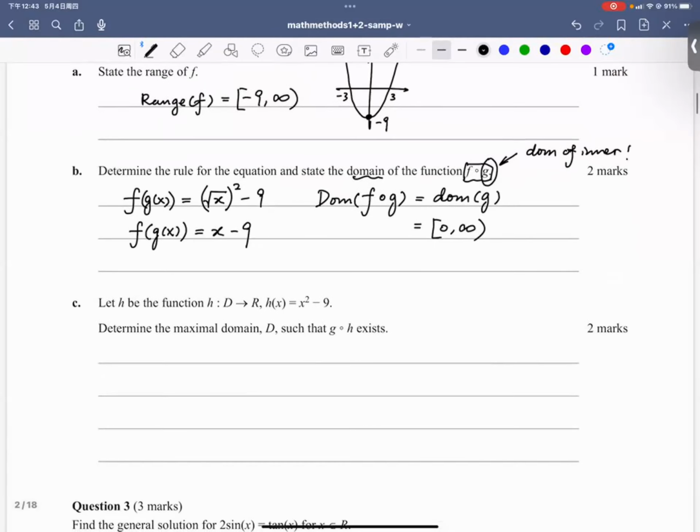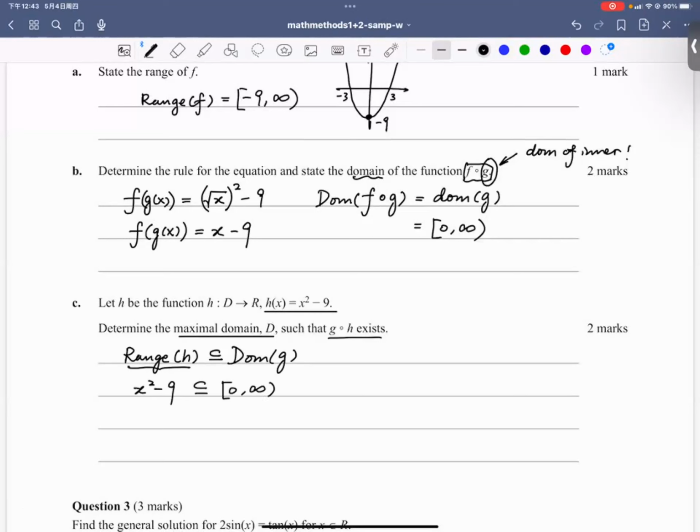Next, if I say h of x equals x squared minus 9, I would like to have a maximal domain D such that g of h exists. So basically, you need your range of h being a subset of the domain of g, okay? Range of h is actually the y value of the expression x squared minus 9. It's a subset of domain g, which is 0 to infinity.